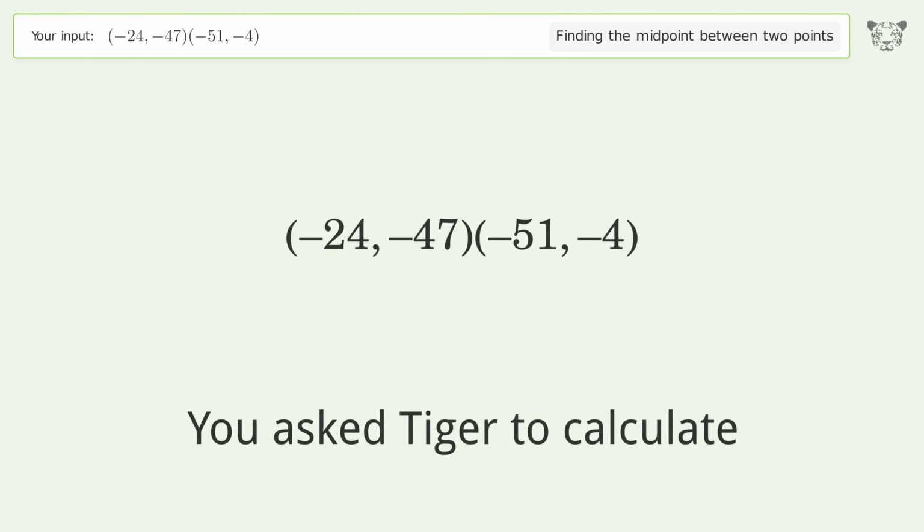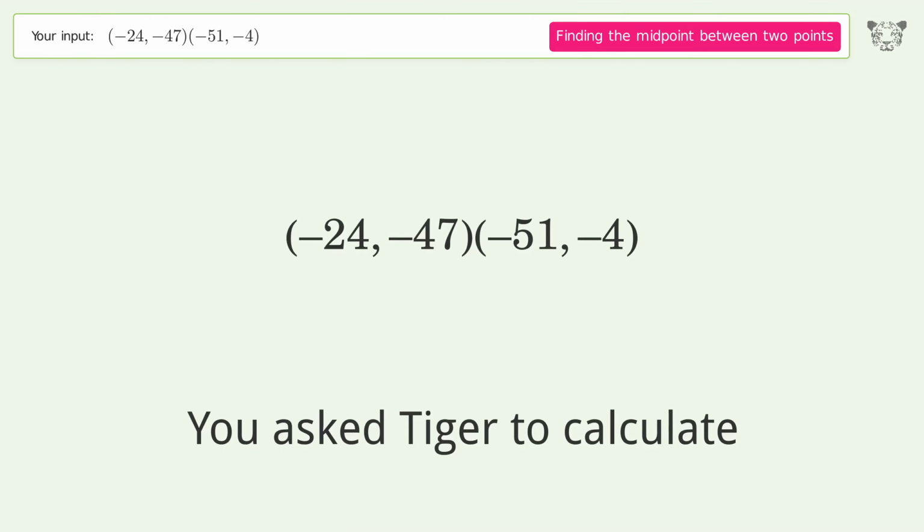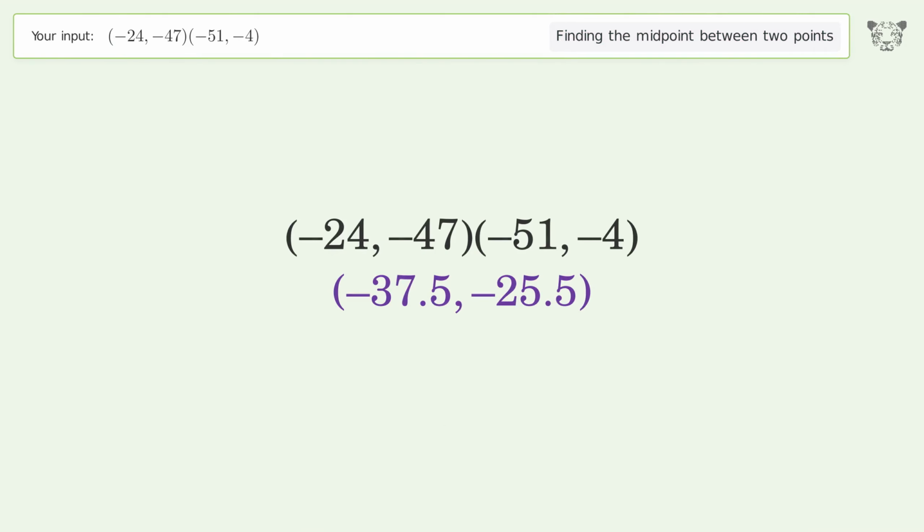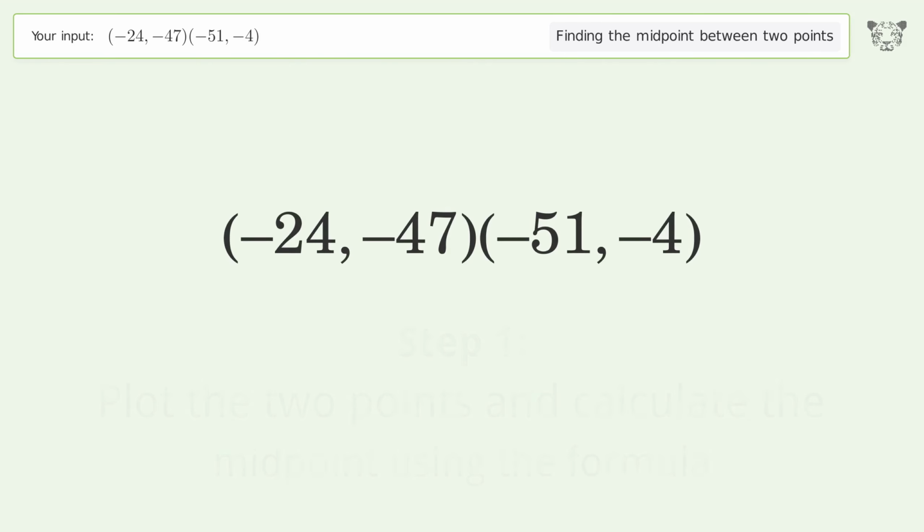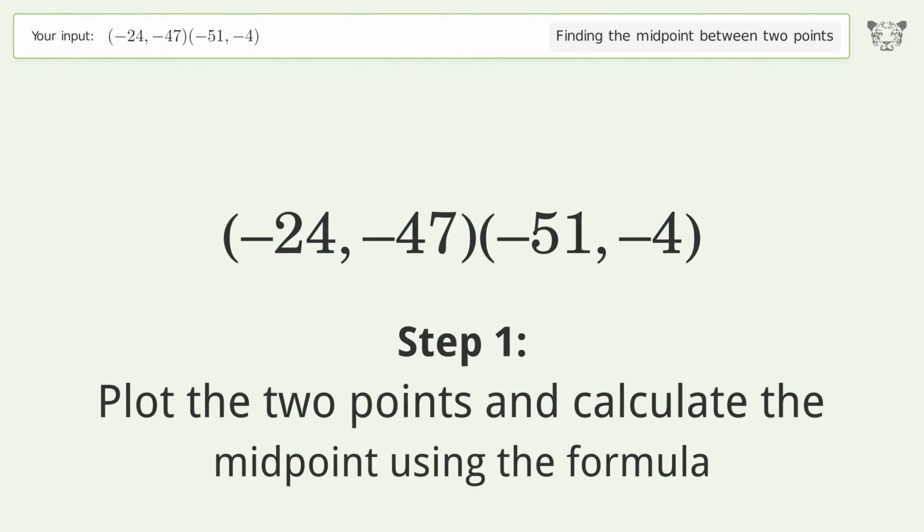You ask Tiger to calculate. This deals with finding the midpoint between 2 points. The midpoint between the 2 points is -37.5, -25.5. Let's solve it step by step. Plot the 2 points and calculate the midpoint using the formula.